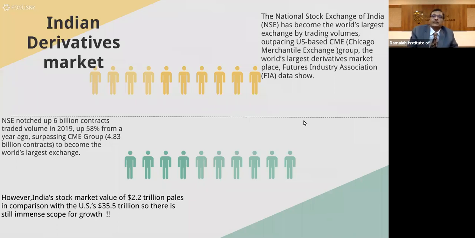When I say derivatives, it includes options and futures and possibly some forwards, but we have surpassed the CME Group, based in Chicago, to become the world's largest exchange, right? So that's 6 billion vis-a-vis 4.83 billion. So it's time for the Indian derivatives market and all the participants to rejoice. This makes it a very pertinent discussion because we are discussing options and derivatives today. But the point is that there is still a lot of scope here.